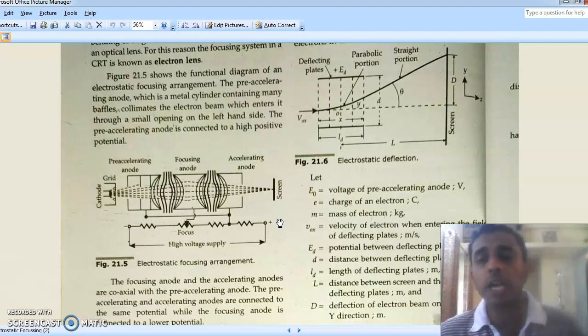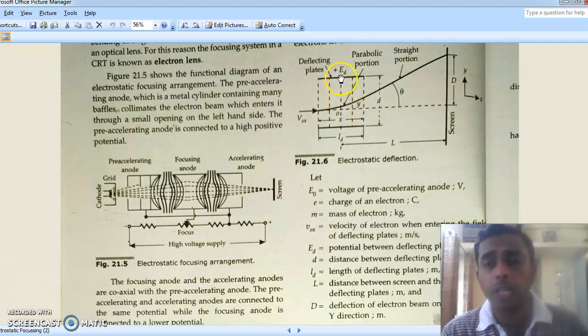Already in the introduction class itself, I told that there are two pairs of deflection plates. One is the vertical deflection plate and the other is the horizontal deflection plate. Before going into the details of horizontal and vertical deflection plates, we'll see what the principle is, what is the theory behind these things. So let us take two plates. These are the two plates.